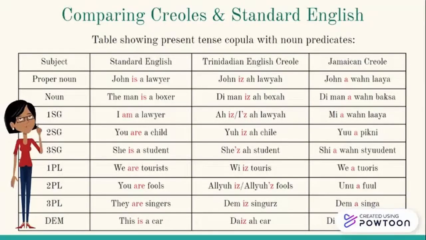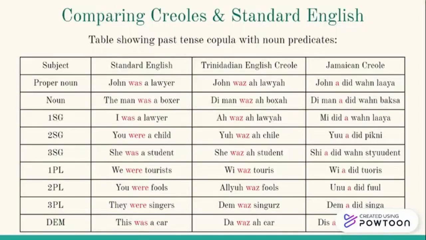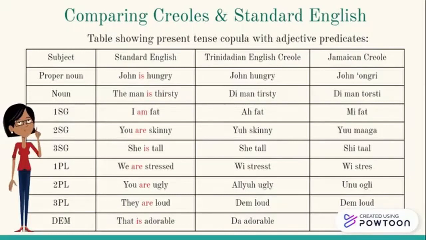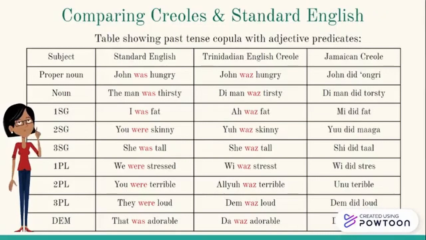Present tense copula with noun predicates, subject is a noun: the man is a boxer, the man is a boxer, and the man a one boxer. Past tense copula with noun predicates: the man was a boxer, the man was a boxer, and the man a did one boxer. Present tense copula with adjective predicates, subject is third person plural: they are loud, them loud, them loud. Past tense copula with adjective predicates: they were loud, them was loud, them did loud.